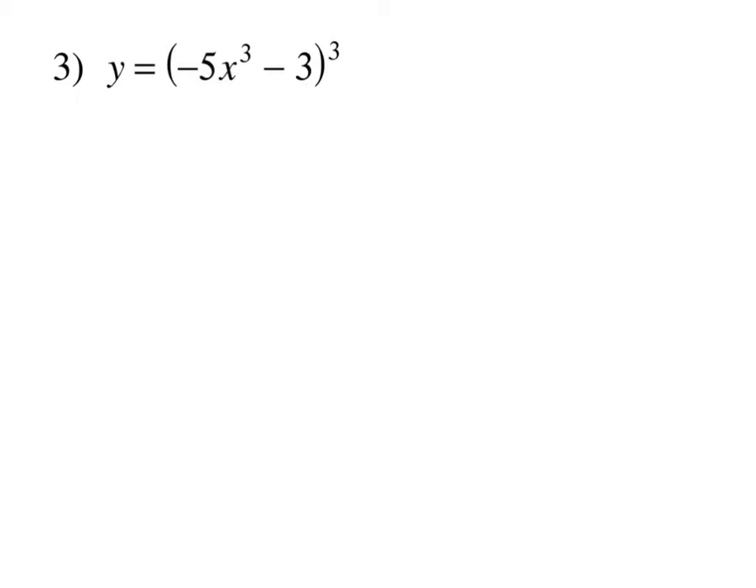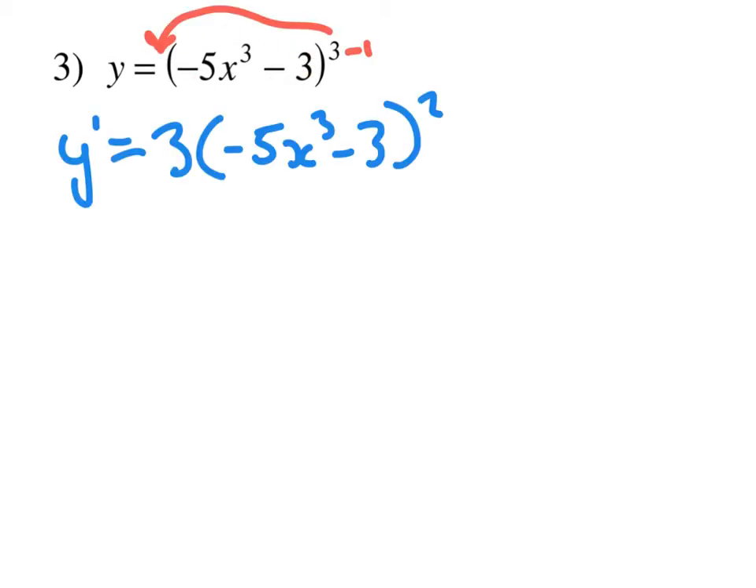Next I want to differentiate (minus 5x cubed minus 3) raised to the power of 3. So again I'm going to bring the power down in front, reduce the power by 1, so differentiating the outside function, and then I'm going to differentiate what's inside the brackets. So I brought the 3 down in front, kept everything inside the brackets the same, and reduced the 3 by 1, so I get 2. Now I'm going to multiply this by the derivative of what is inside the bracket. And the derivative of minus 5x cubed is going to be minus 15x squared.